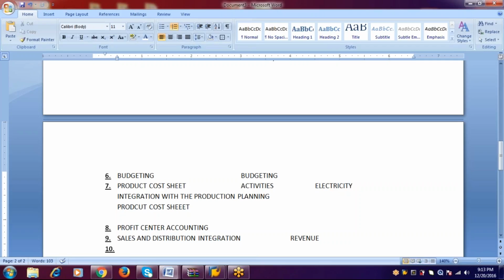In this type of situation, instead of generating multiple profitability reports, if we can maintain one, or if we can run one tool of profitability to calculate, it is called COPA, controlling profitability analysis.